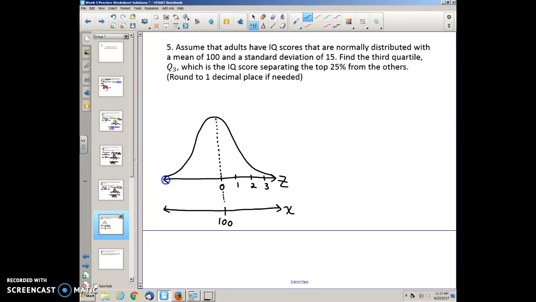Then we would have 115. Then we would have 130. And then we would have 140. So this is the comparison. It's a normal distribution. The distribution from which our random variable X is selected from has a mean of 100 and a standard deviation of 15.